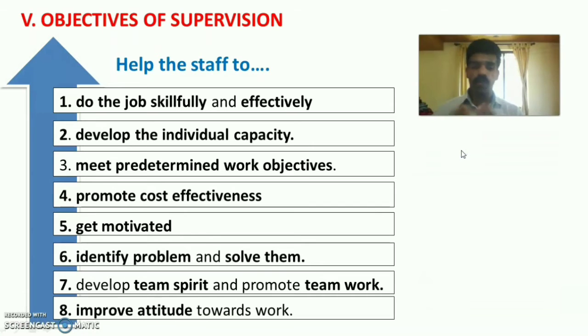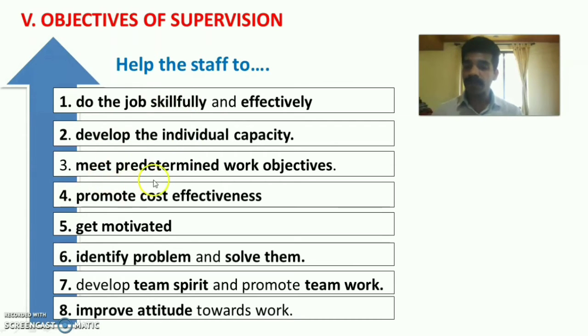Next is objectives of supervision. So there are many objectives of supervision based on the goals. There are 8 important objectives of supervision. First, help the staff to do the job skillfully and effectively. So the supervisor has to help all the employees or staff to do their job both skillfully and effectively. Then second is help the staff to develop individual capacity. So each employee has to develop their own maximum capacity. Then only they can render quality and effective health services. So it is the responsibility of the supervisor to help the staff to develop the individual or highest capacity.